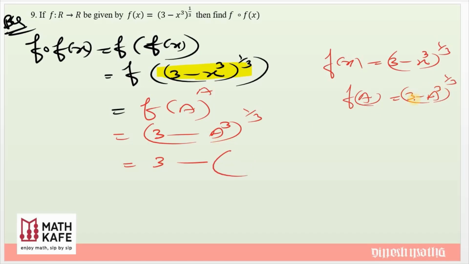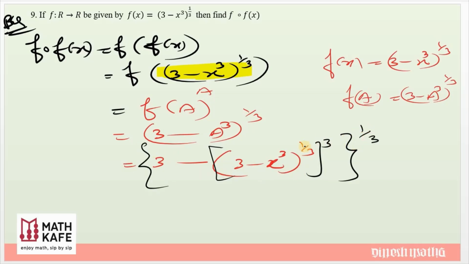A I have taken as 3 minus x cube raised to 1 by 3, this whole thing, the highlighted one. So 3 minus x cube all raised to 1 by 3. And again what will happen? This a cube, this whole cube, and again everything within the bracket to the power 1 by 3. I repeat, this 3 minus x cube I have taken as an A. So that is why it came 3 minus a cube all to the power 1 by 3.